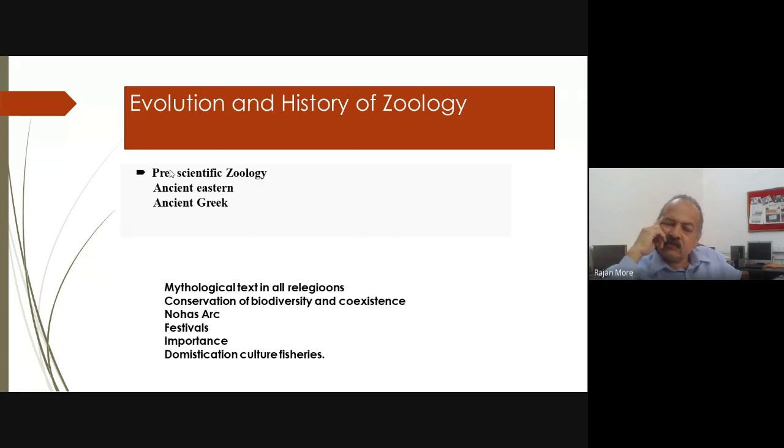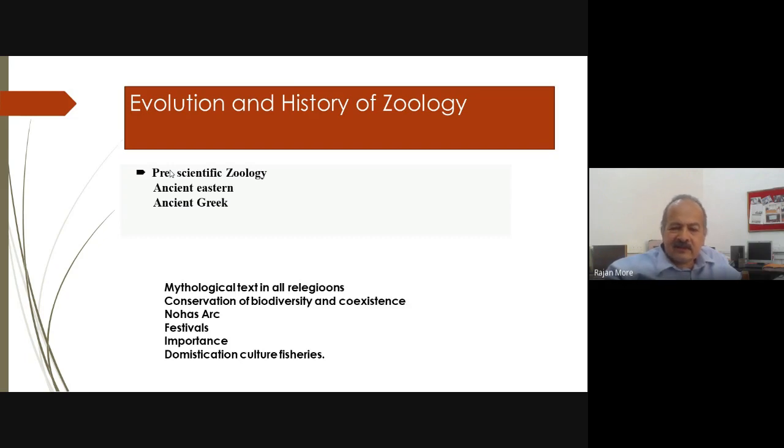And if you simply go through all these festivals, all the literature, it is closely associated with the importance of animals, domestication of animals, culture of fishes, conservation of animals. These are the topics which are depicted even in all the mythological stories. Even people living in the very old ages knew the importance of animals, and this is how zoology developed. I need not go into the details because everyone is familiar with mythological stories. We have grown up, especially in India, with stories told by grandmas and moms and friends and so on and so forth.